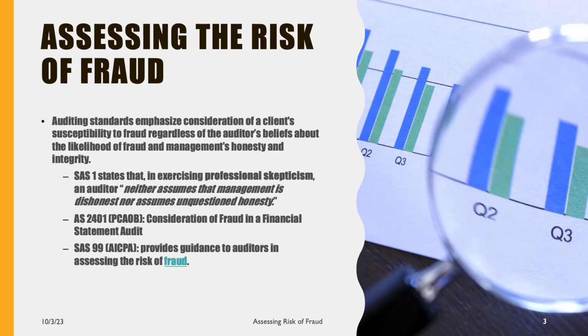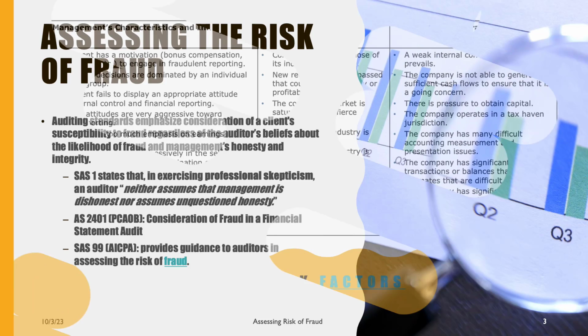AS 2401 emphasizes the importance of communication and documentation. Auditors are required to communicate any identified fraud risks to appropriate levels of management and those charged with governance. Additionally, comprehensive documentation of the fraud risk assessment process is essential. Auditors should evaluate the sufficiency and appropriateness of audit evidence, particularly concerning items that may be susceptible to fraud.